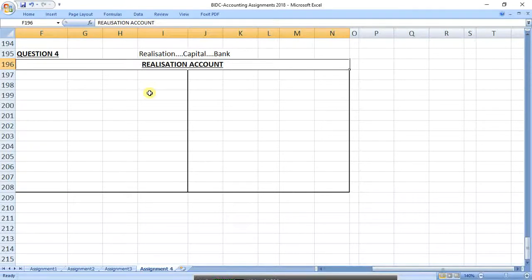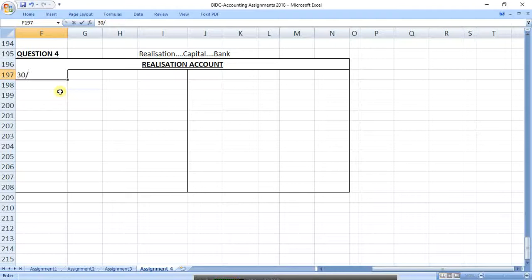Okay, so we need to transfer. What's the first thing that they give you in the question? Land and buildings. How do you close off land and buildings? You credit it. So if you credit land and buildings to close it off, you'll debit it here in the realization. So 30 September, land and buildings. All of this will be general journal again. It's closing transfers, the dissolution of a partnership. And how much? 60,000. There's the first one.